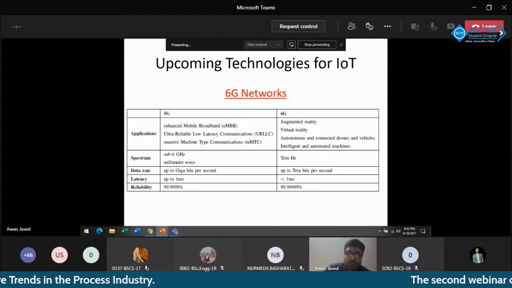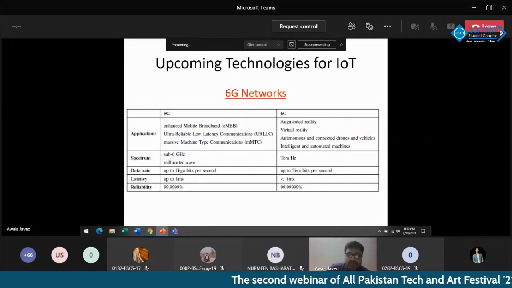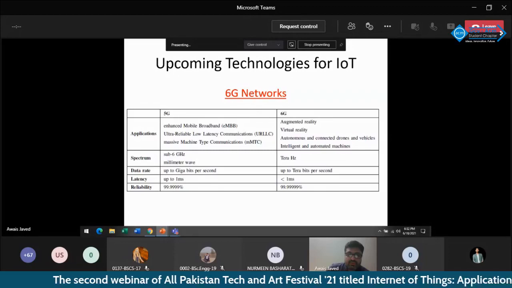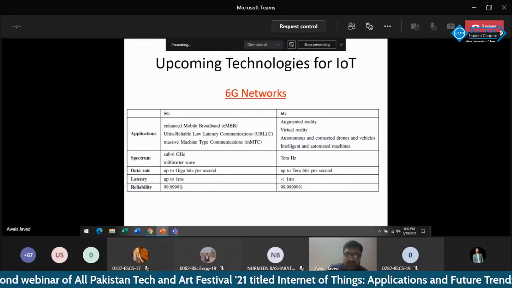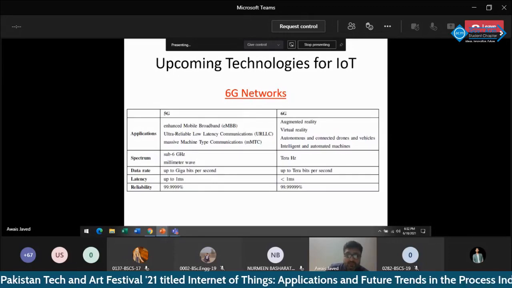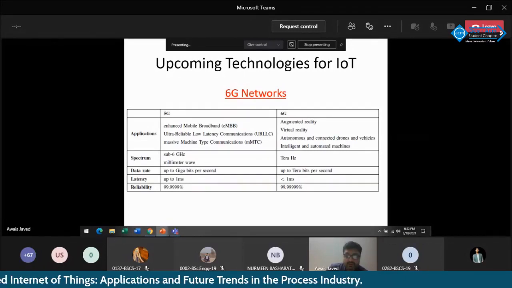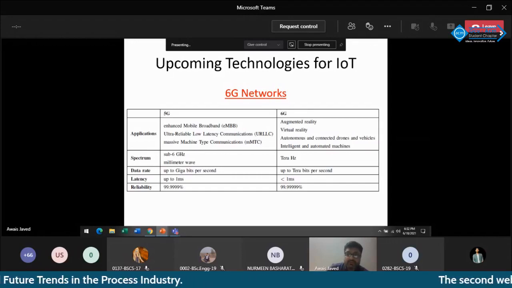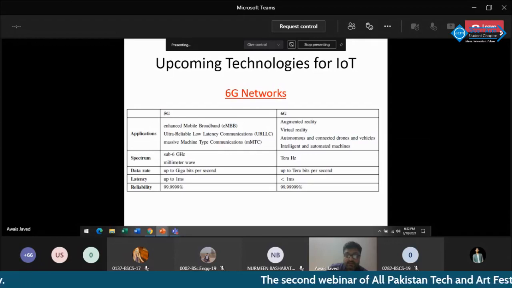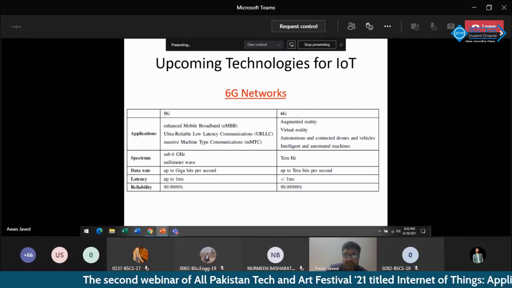So what do 6G networks rely on? They basically rely on terahertz communication. While 5G was using sub-6 gigahertz or millimeter wave communication, 6G networks are using terahertz communications. The big advantage of terahertz communication is that it can provide data rates up to terabits per second. So very high data rates can be achieved with 6G.